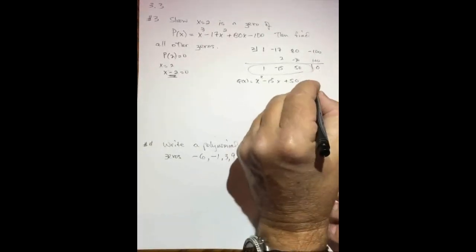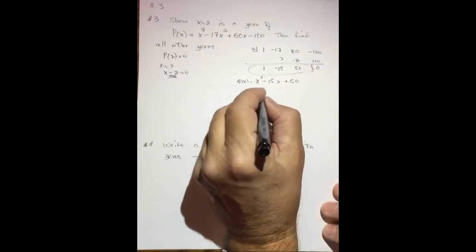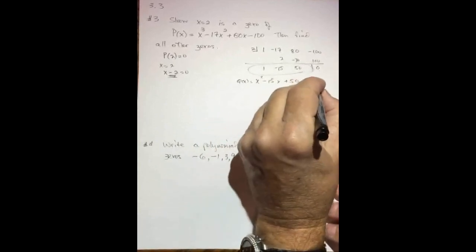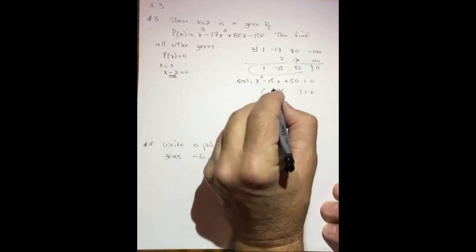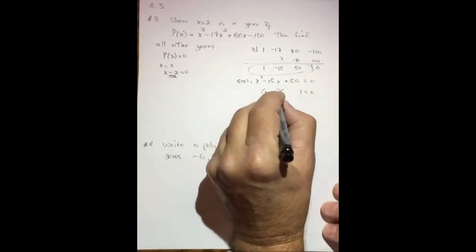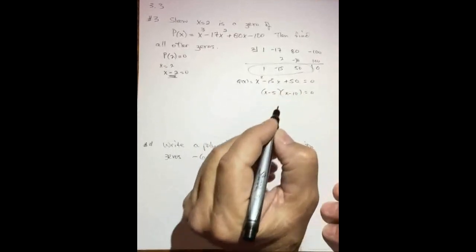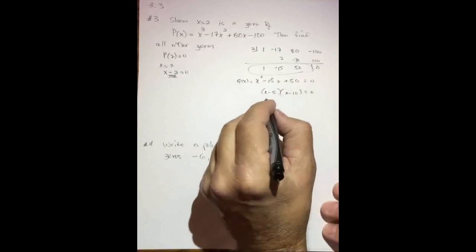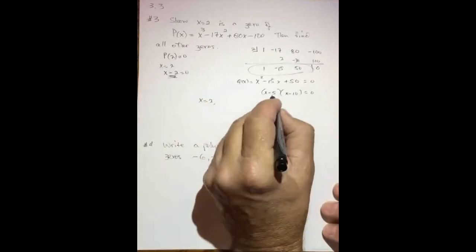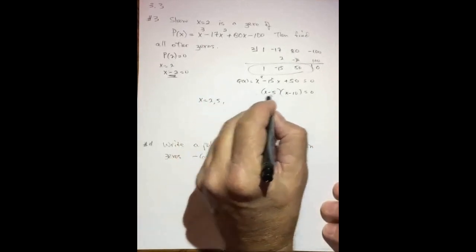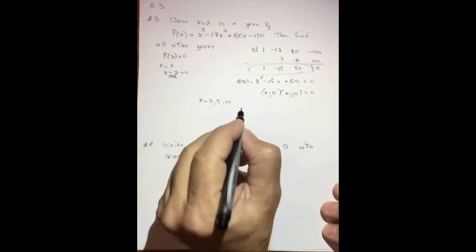Well, let's see. The factors of 50, my goodness, there's a whole bunch. But what we want to do is set this equal to 0. And we're lucky in that this does factor, right? This would be x minus 5 and x minus 10. So therefore, the zeros are going to be 2, and then we pick up 5 from here, and then we pick up 10 from here.